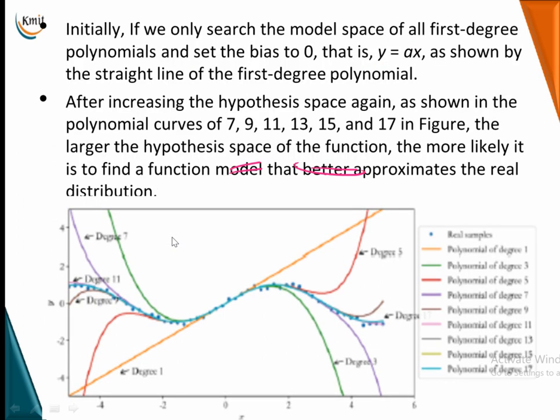Now if I talk about the model space, and in this model space, if I only search for, say, first degree polynomials, then if I remove the bias, I get the formula of a straight line, which is represented by this orange line. Suppose you want to increase your hypothesis space, now you don't want a first degree polynomial, rather you would like to increase the degree of the polynomial.